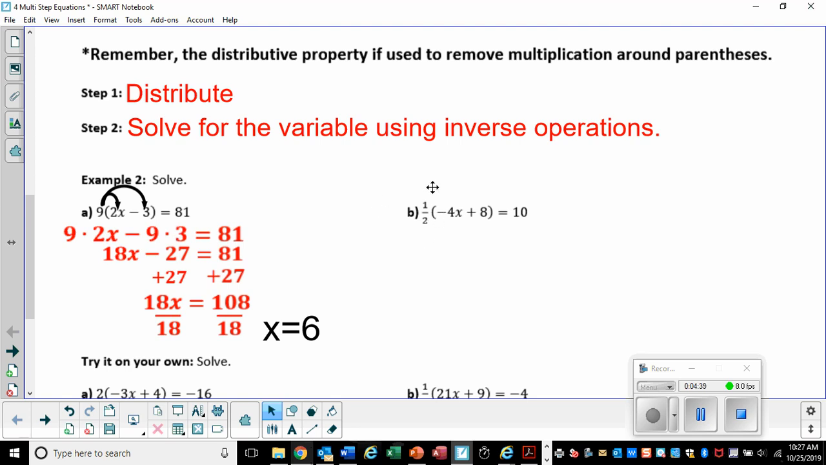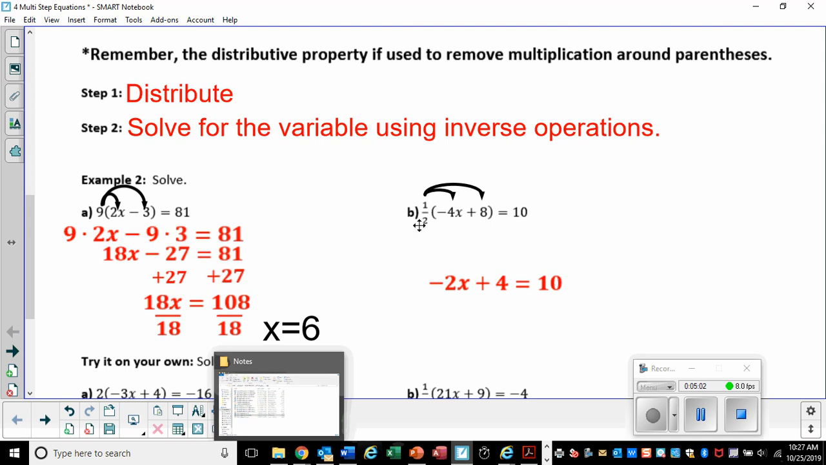For B, I got to distribute my 1/2. So I'm going to take my 1/2 and I'm going to distribute it to the negative 4x and to the 8. Okay? So 1/2 times negative 4x gives me negative 2x. 1/2 times 8 gives me 4. Okay? And you can change the 1 over 2 to a 0.5. This one will be okay. But you guys should be getting used to fractions.